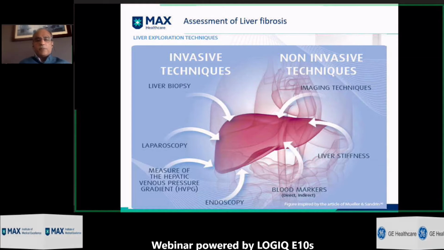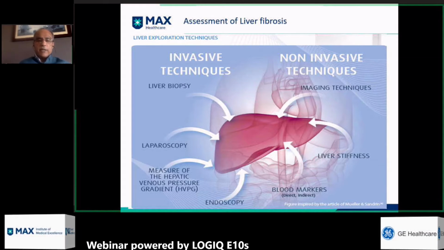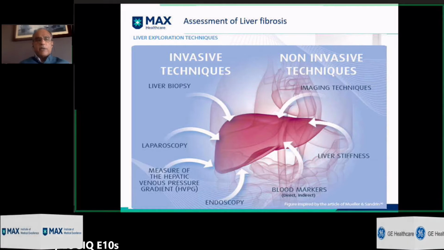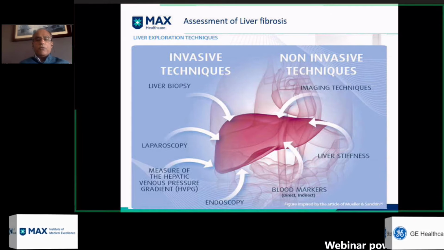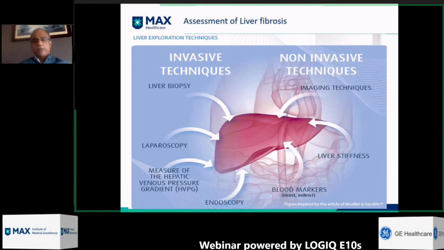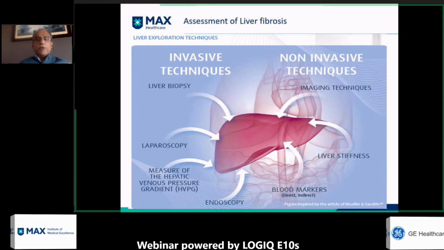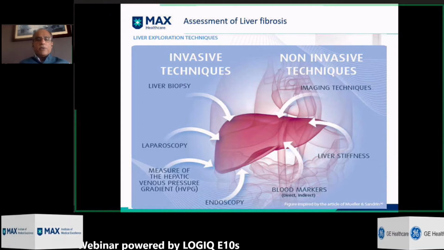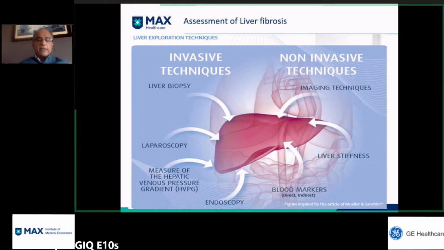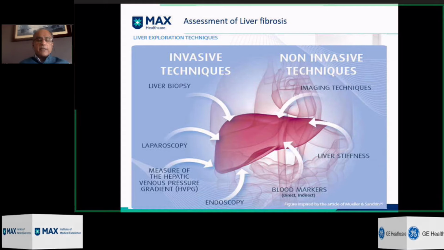So assessment of liver fibrosis, why is it important? I think Dr. Nidhi has already outlined very elegantly why it is important. The main thing I want to emphasize is that if we know whether the patient has early fibrosis or late fibrosis or whatever the stage of fibrosis, it is important because fibrosis is a slowly progressive process and it gives us a window of opportunity. So we don't go from zero fibrosis to cirrhosis in a matter of 3 months or 6 months.